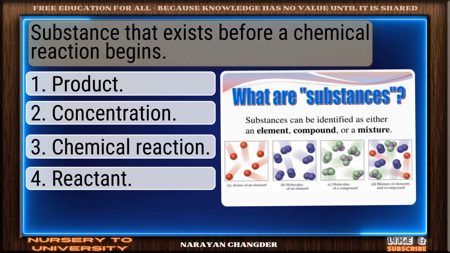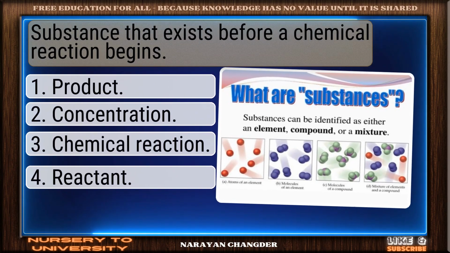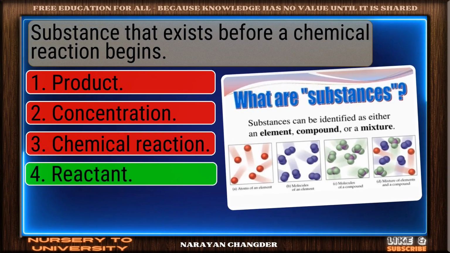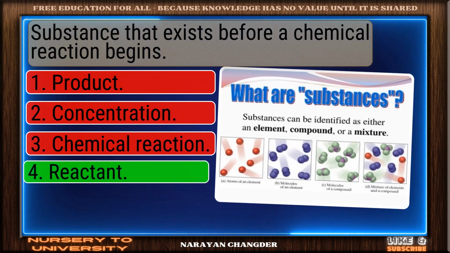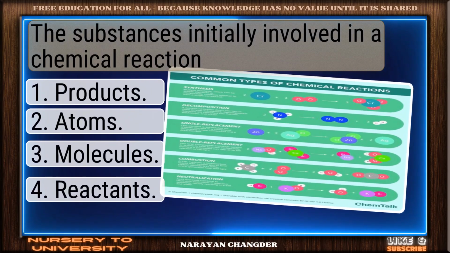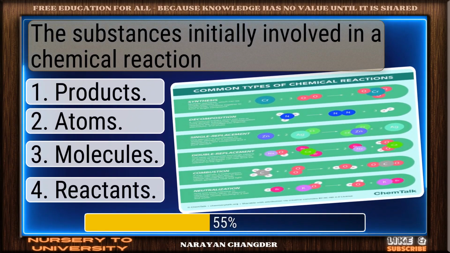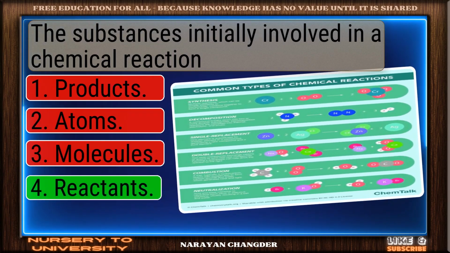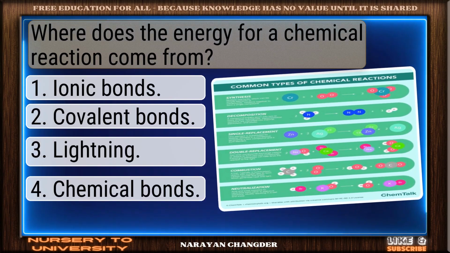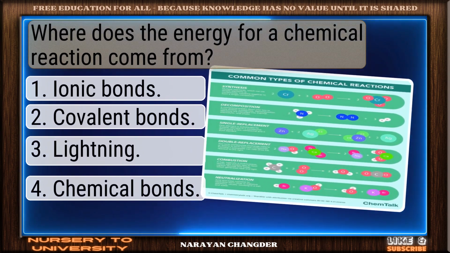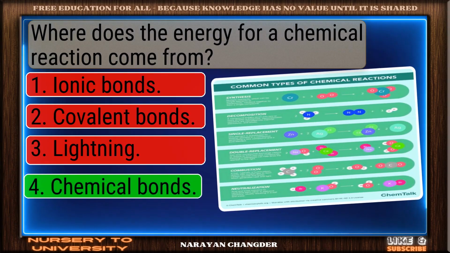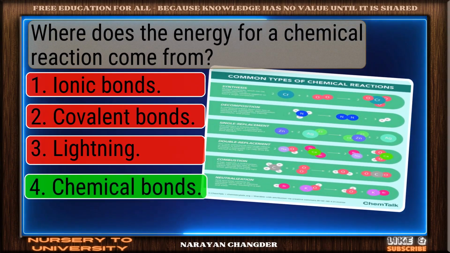Substance that exists before a chemical reaction begins. Well done. Reactant is the right choice. The substances initially involved in a chemical reaction. Excellent. Reactants is a brilliant choice. Where does the energy for a chemical reaction come from? Exactly. Chemical bonds make sense and it is right choice.